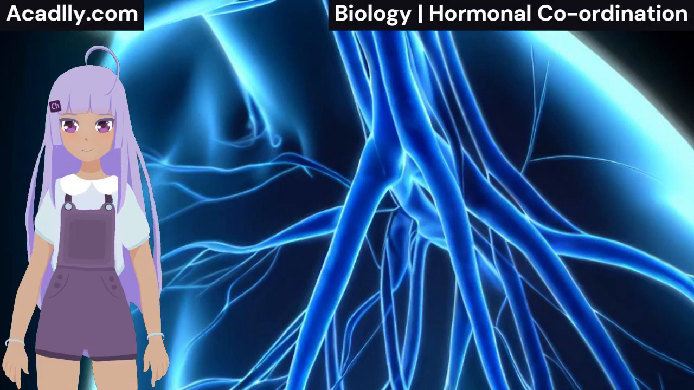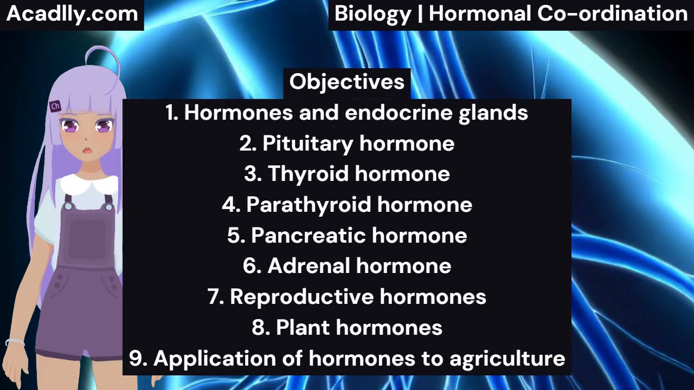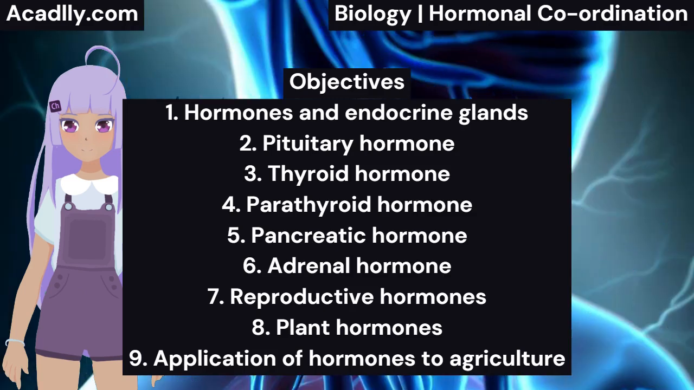Hormonal coordination. At the end of this lesson, you should be able to know the following. 1. Hormones and endocrine glands. 2. Pituitary hormone. 3. Thyroid hormone. 4. Parathyroid hormone. 5. Pancreatic hormone. 6. Adrenal hormone. 7. Reproductive hormones. 8. Plant hormones. 9. Application of hormones to agriculture.